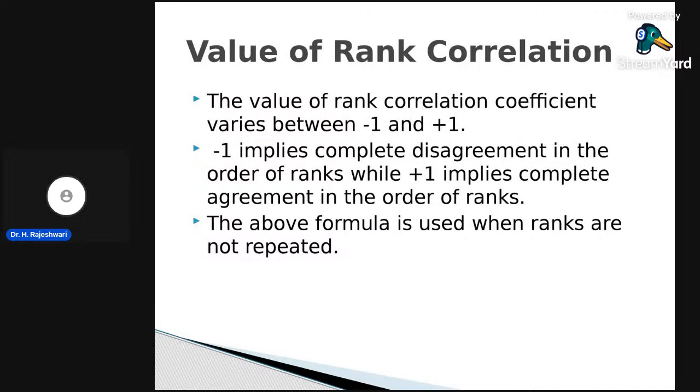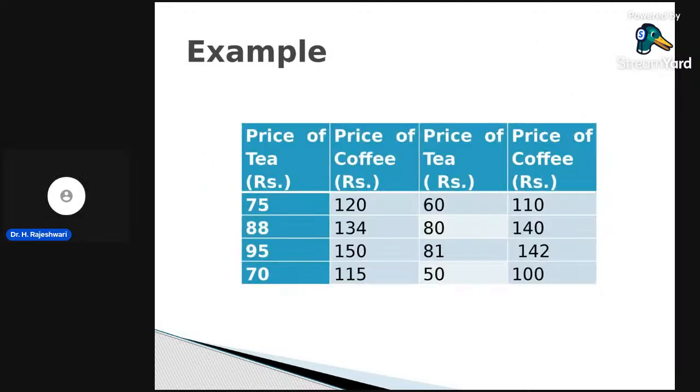Here also, please remember the value of the rank correlation coefficient varies between -1 and +1. -1 implies complete disagreement in the order of ranks, whereas +1 implies complete agreement in the order of the ranks. This formula is used when ranks are not repeated. I will tell you the meaning of this when we do a problem. We have to be careful to see that ranks are not repeated. We'll solve a problem, then you will understand this.